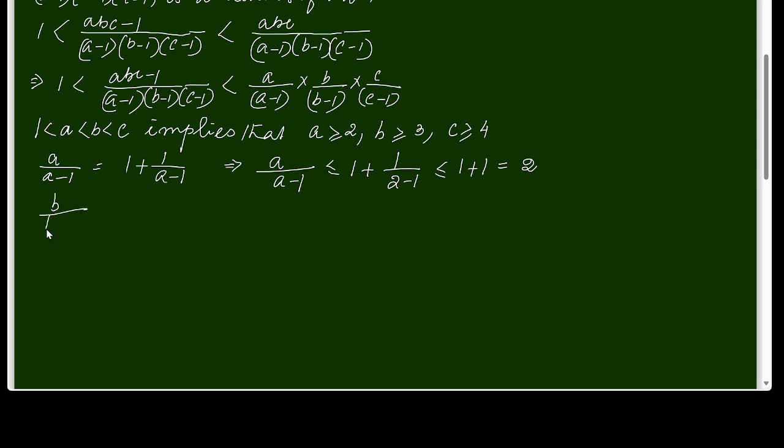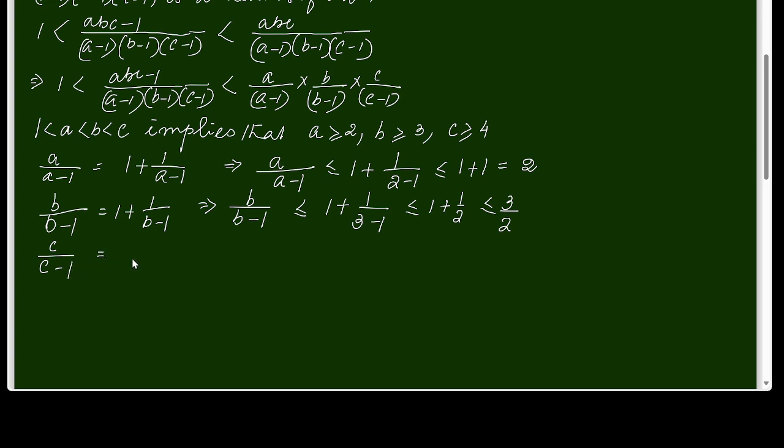Similarly, the next term b over b-1 equals 1 plus 1 by b-1, and b is greater than or equal to 3. This implies that b over b-1 is less than or equal to 1 plus 1 over 3-1, which is 1 plus 1 by 2, so this is 3 by 2. In the same way, c over c-1 can be written as 1 plus 1 by c-1. This implies that c over c-1 is less than or equal to 1 plus 1 over 4-1, that is 1 plus 1 by 3, or 4 by 3.